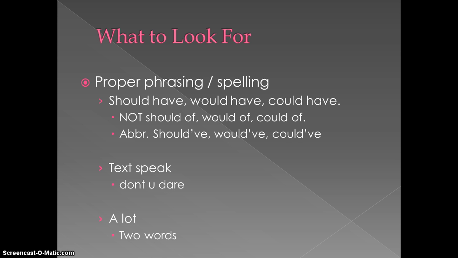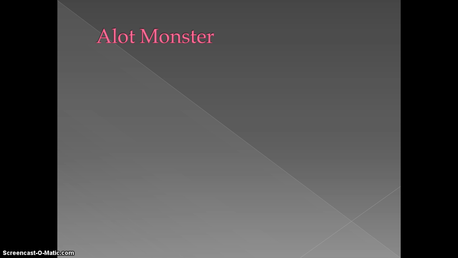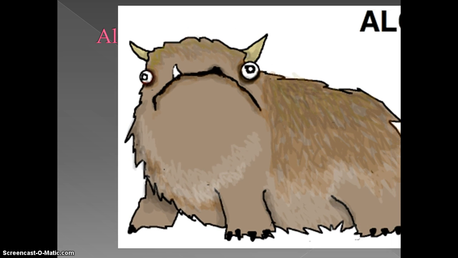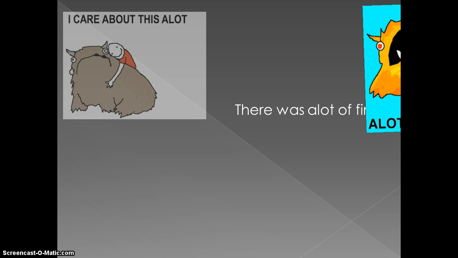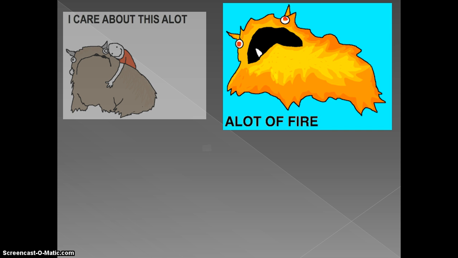And a lot, for instance. A lot is 2 words, believe it or not. And the way I like to remember this is whenever I see someone write a lot as just 1 word, I think of the allot monster, right? The allot monster is this creature. It's called an allot with 1 word. And if someone were to say something about this allot monster, like, I care about this a lot, I imagine someone hugging a beautiful allot. Or if someone were to say there was a lot of fire, I imagine an allot made of fire.